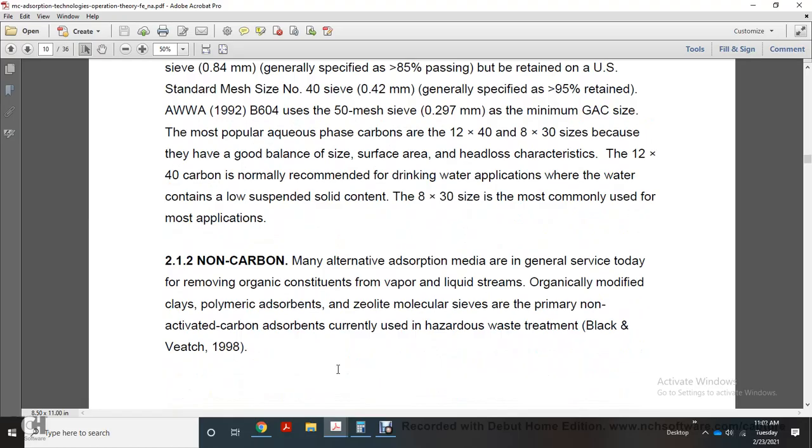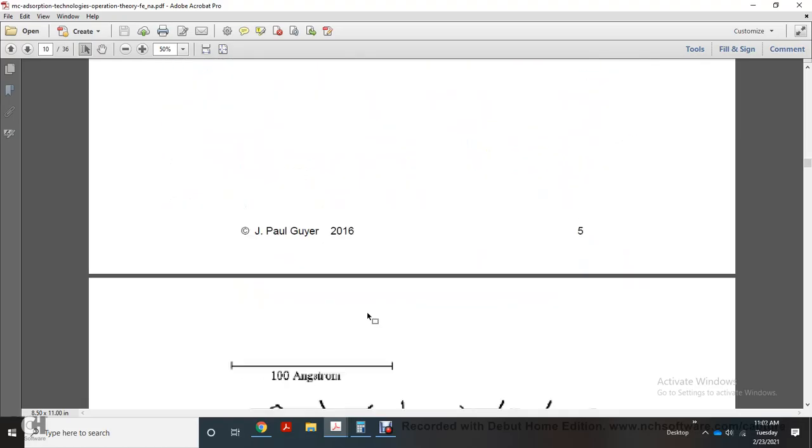Non-carbon: many non-activated absorption media with general surface areas are used today for removing organic constituents from vapor and liquid streams. Organic modified clays, polymer absorbents, zeolites, and molecular sieves are the primary non-activated carbon absorbents currently used with hazardous waste treatment. Black and Veatch, 1998.